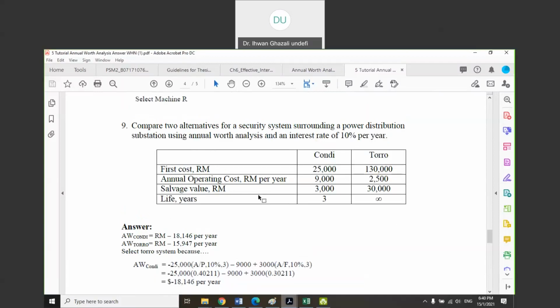Okay, for number 9. Compare the alternatives for a security system surrounding a power distribution substation using annual worth analysis and an interest rate of 10% per year. Same as this, we want to know the alternative between security systems. This is Condi, this is Toro. Based on the cost evaluation, we can put the result. This is the cost, and then given P to know A with the value of 3.